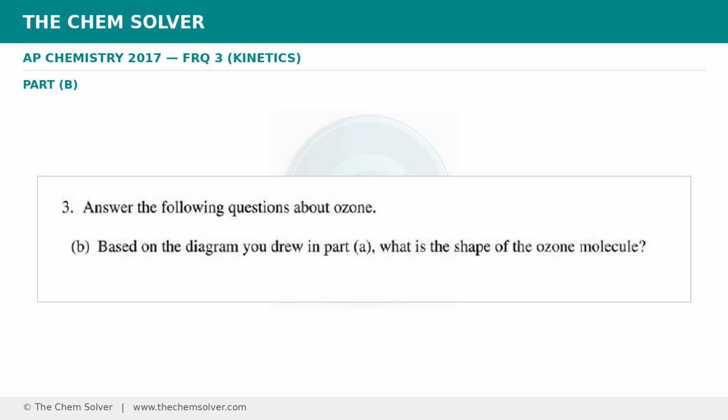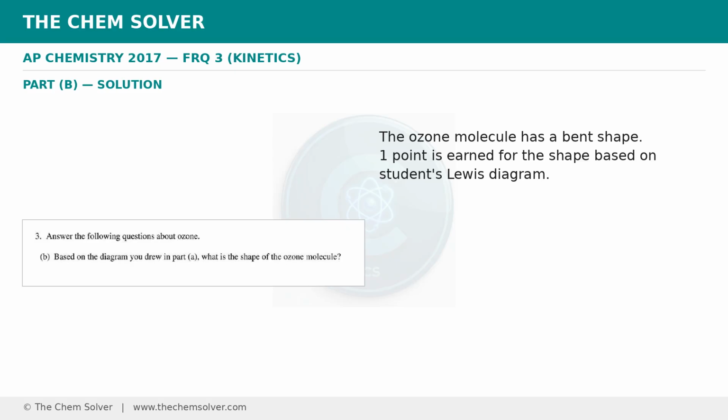Based on the diagram you drew in part A, what is the shape of the ozone molecule? The ozone molecule has a bent shape. 1 point is earned for the shape based on the student's Lewis diagram.